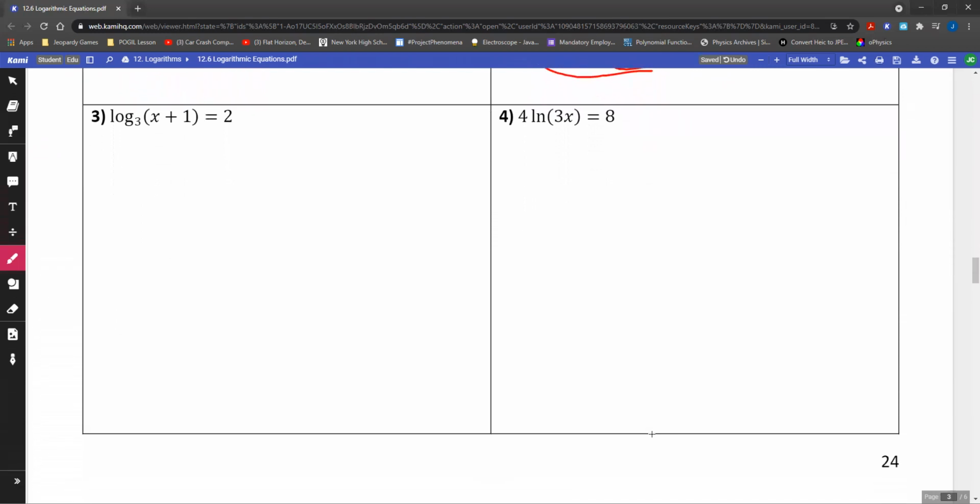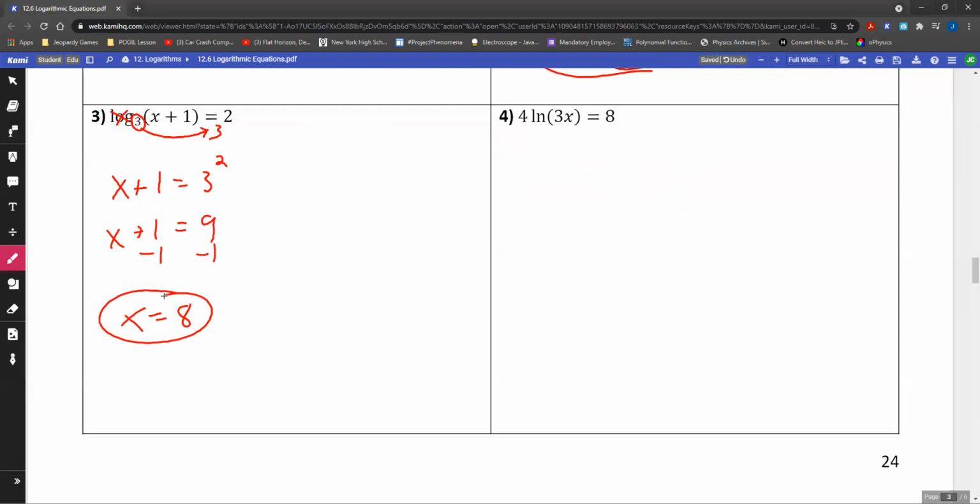All right, move on to this one. So again, we have this base 3. We're going to move it over since there's nothing else I could do with the log. So I'm left with x plus 1 equals 3 squared. This simplifies to x plus 1 equals 9, minus the 1 to the other side. And we get x equals 8.